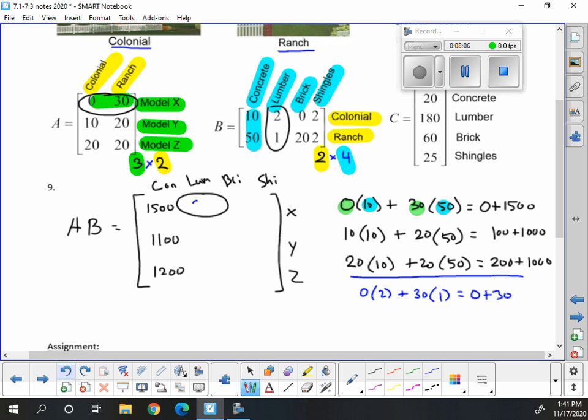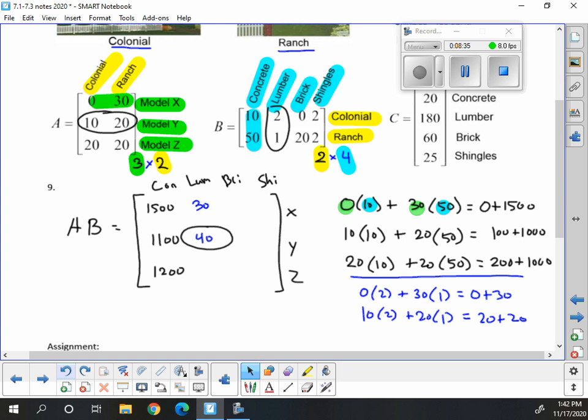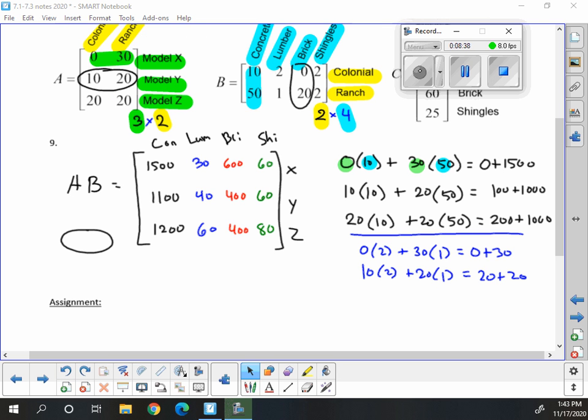And you can kind of see how we're going to fill this in. Move that down again. There we go. 10 colonial that need 2 units and 20 ranch that needs 1 unit. That's 20 plus 20. So you might pause it right here and see if you can fill in the rest. And this is what we should end up with for the total at the end. All right, when we multiply them together, this is our matrix AB, and it is 3 rows by 4 columns.